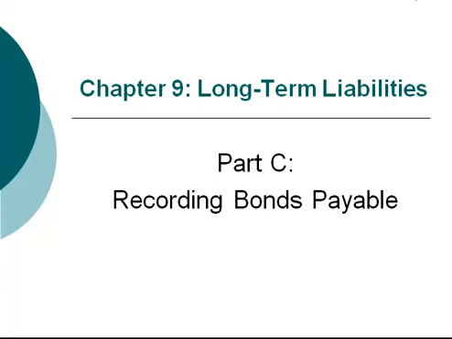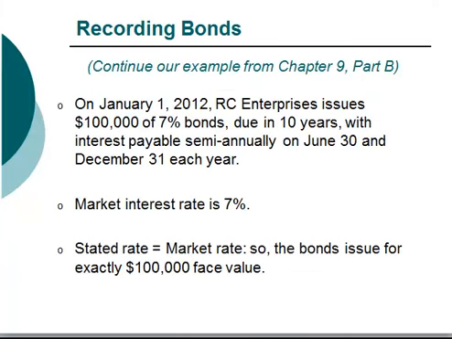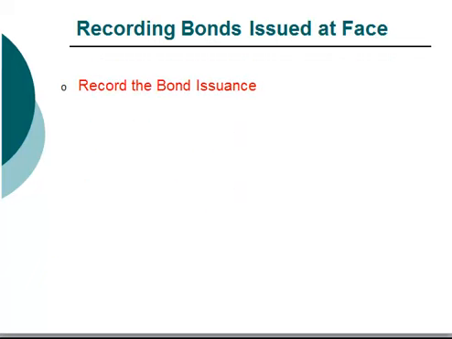In Chapter 9, Part B, we looked at the pricing of a bond issuance. In Part C, we'll look at recording bonds payable. Let's continue our example from Chapter 9, Part B. We have a $100,000 7% bond that's due in 10 years, which pays interest semi-annually. The stated rate is 7%, the market rate is also 7%, so the bonds will issue at exactly face value.